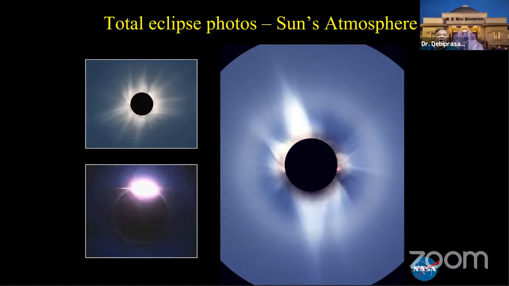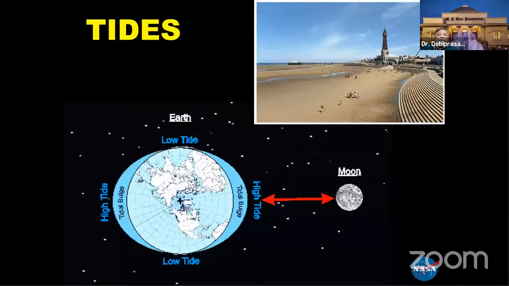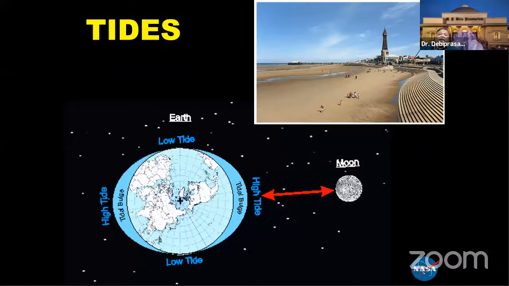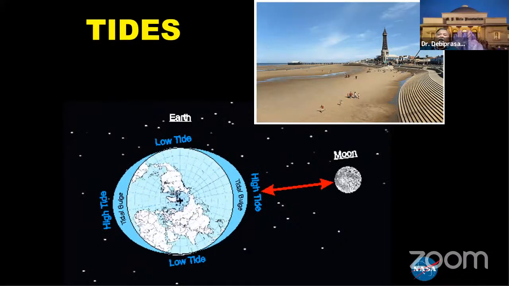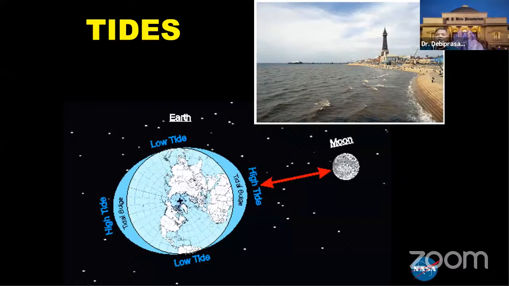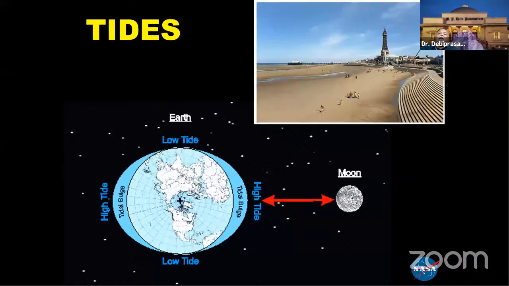But I am alive. How? I think you know, but we will discuss it a little later. Tides. Tides play a tremendously important role in the evolution of life on land. So that we are here today is because high tides and low tides were there.